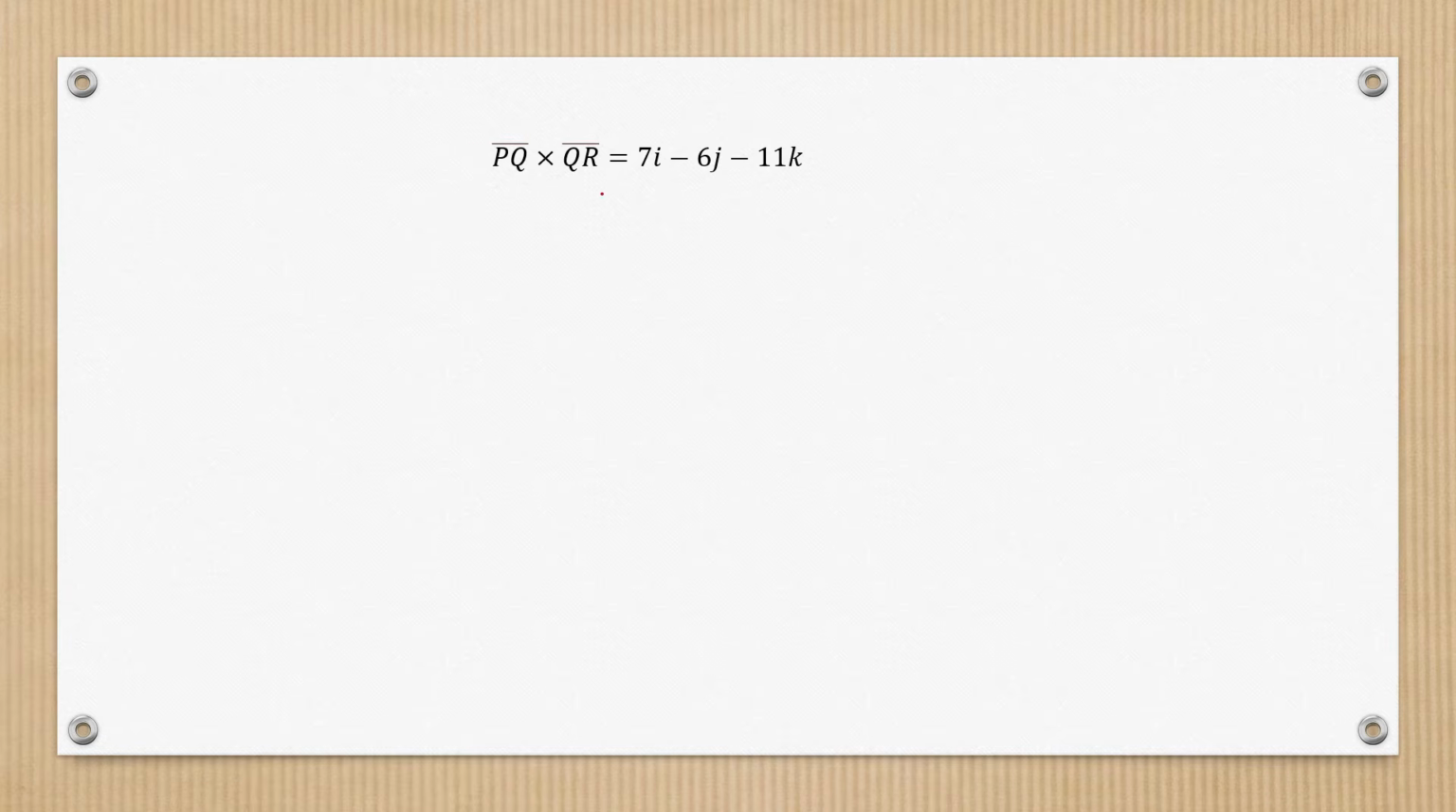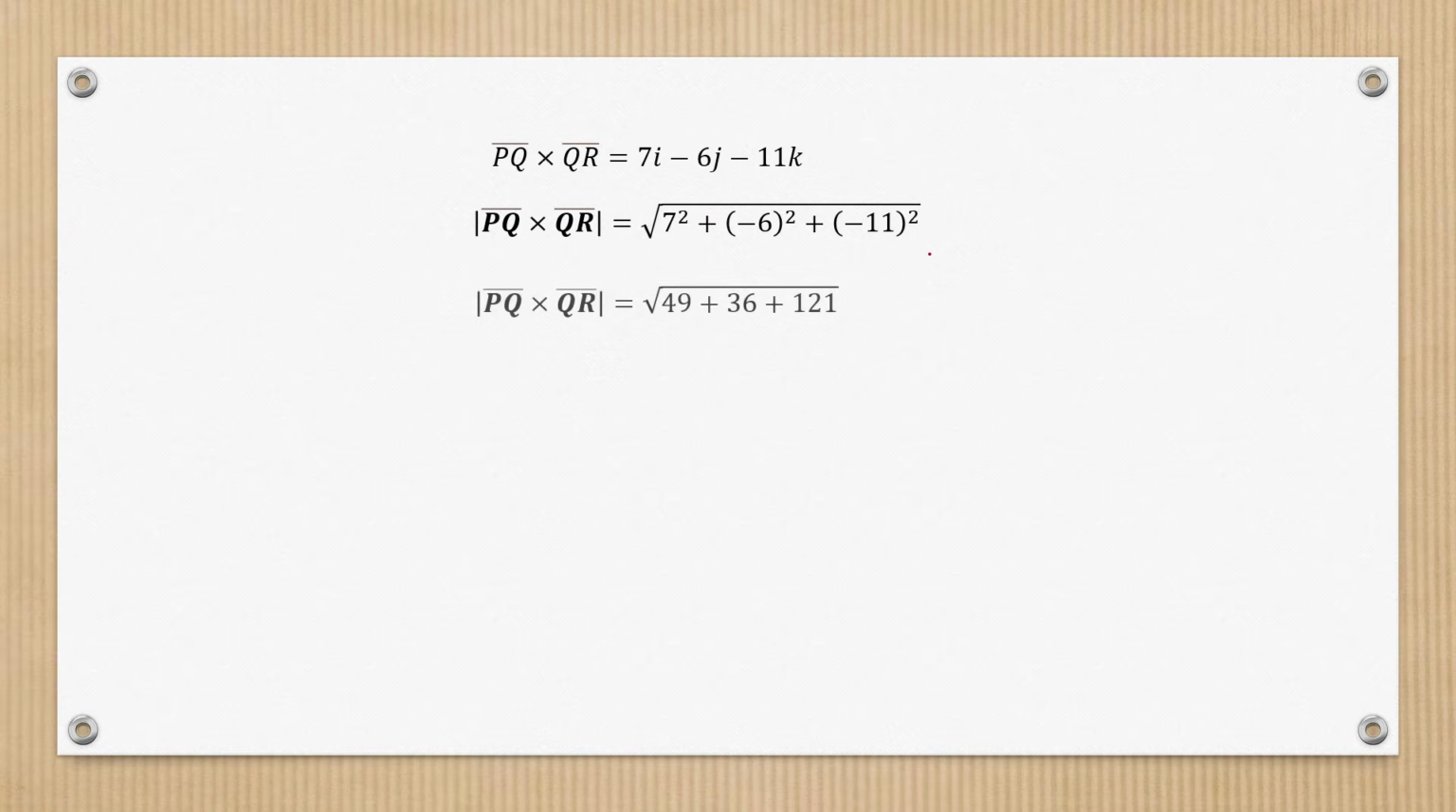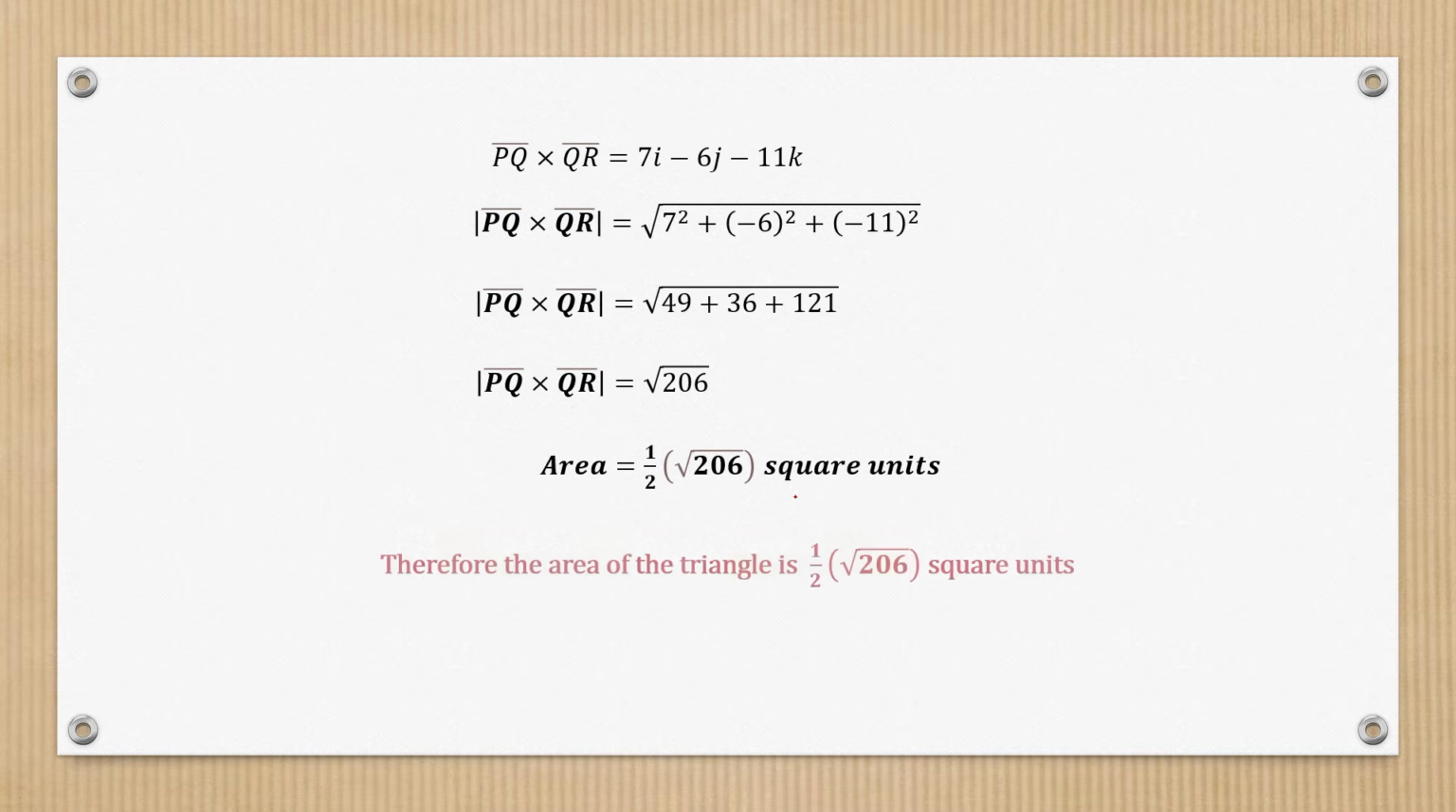Now next we need to find the modulus of that vector product. 7 squared plus 6 squared plus 11 squared, which shall be equal to 206, the square root of 206. So next, the area of the triangle therefore is a half times this value square units. So therefore that is the area of the triangle, and that's the answer.